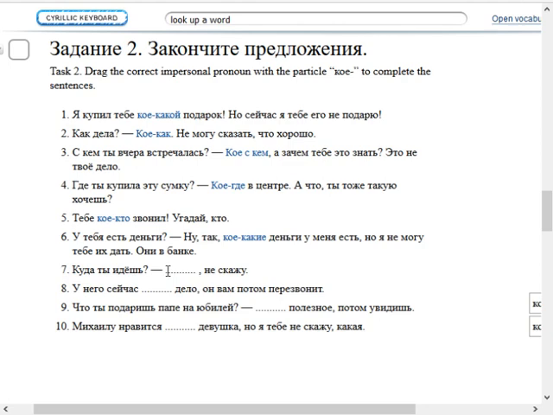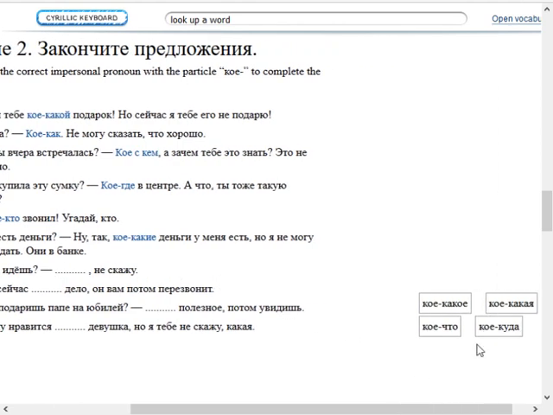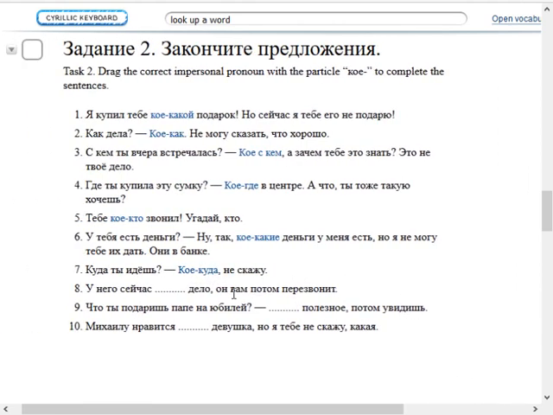Куда ты идешь? Where are you going? And I guess then it's кое-куда, to somewhere. To somewhere, не скажу. I'm not going to say, so I won't tell you where I'm going.